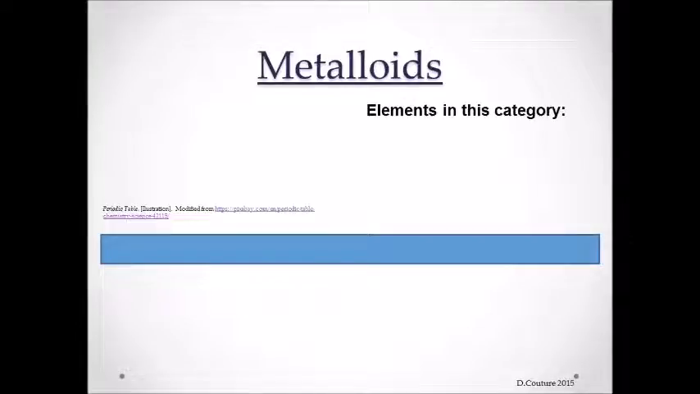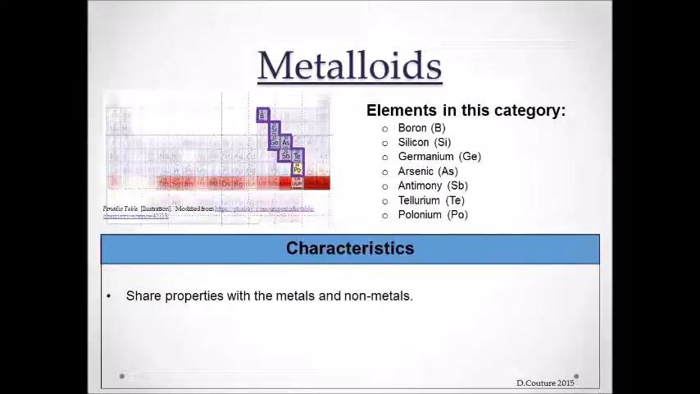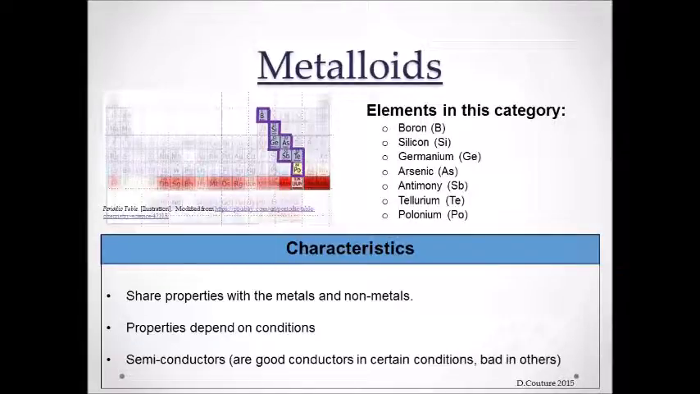So to recap metalloids, we have specific elements in this category. There are 7 of them. They form a staircase on the periodic table. Their characteristics: they share properties with metals and nonmetals, and those properties depend on the conditions of use. Sometimes they'll be good conductors, sometimes they'll be poor conductors. And so there we go, they're semiconductors: good conductors in certain conditions, bad in others.